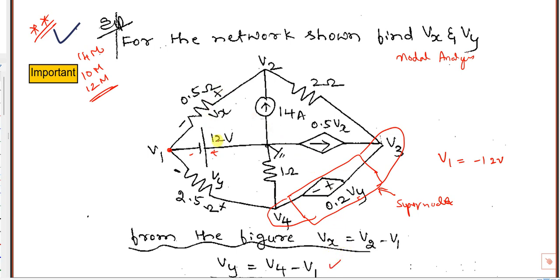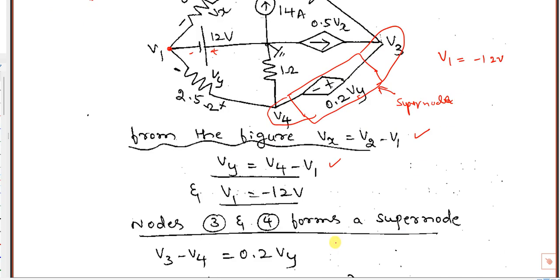And one more thing: this is a dependent current source. Its value depends on Vx, where Vx is present between these two nodes, V2 and V1. Plus is towards V2, so Vx is V2 minus V1. The next direct equation is V1 is minus 12 volts.